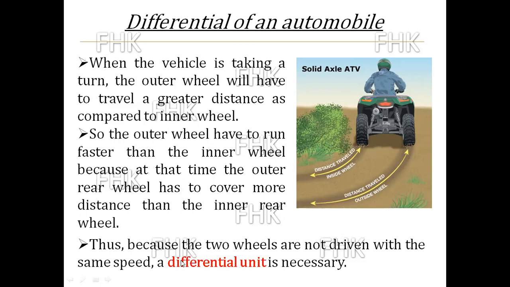The location of the differential unit in the automobile is at the back of the vehicle, and the power or rotation from the engine shaft to the back wheel is given through the differential unit mounted on the rear shaft of the vehicle.